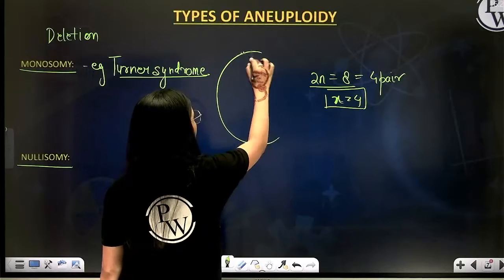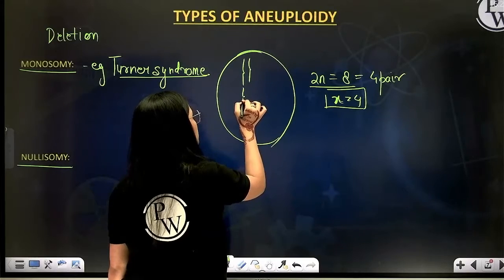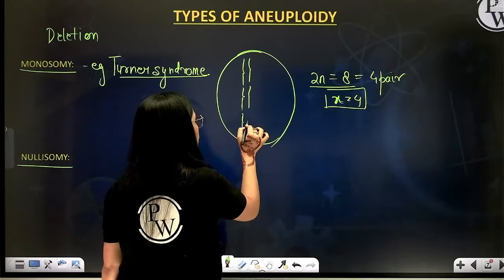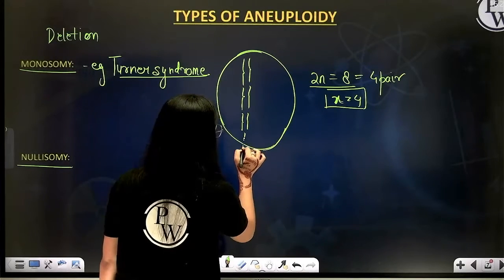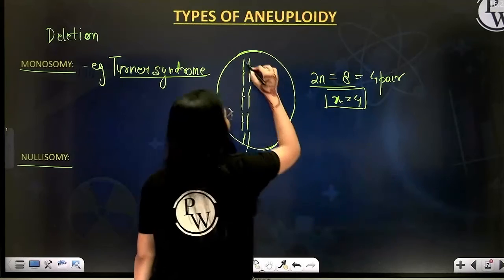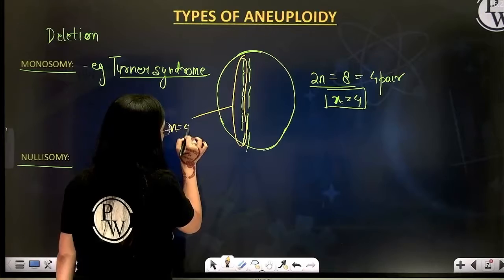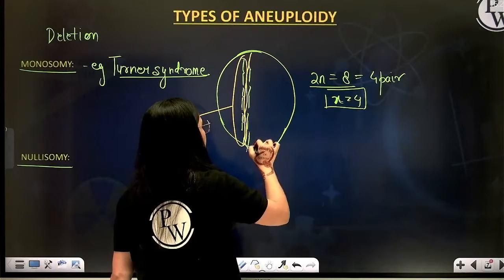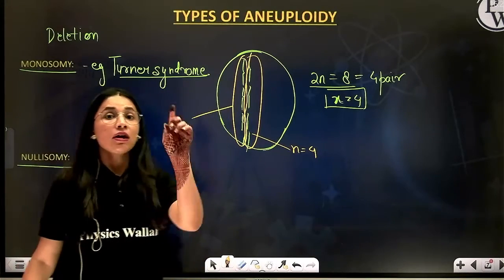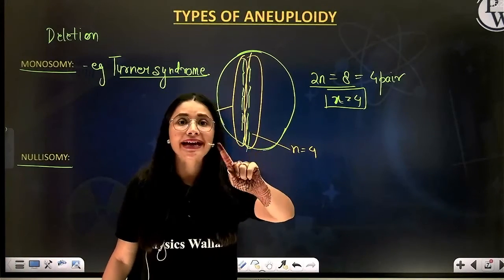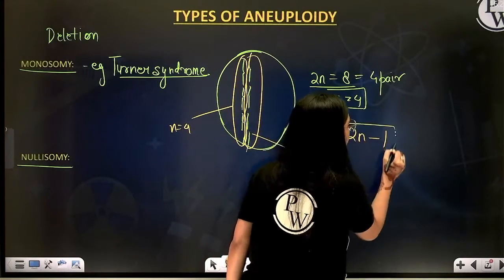Or let me draw it in a proper way. This is a cell, right? Having how many pairs of chromosomes? 4. 1, 2, 3, and now this is 4. Now beta check this. This is representing one complete set. And this is representing another complete set. In monosomy, what happens? One of the chromosomes of a pair gets deleted. That means the condition will become 2n minus 1.